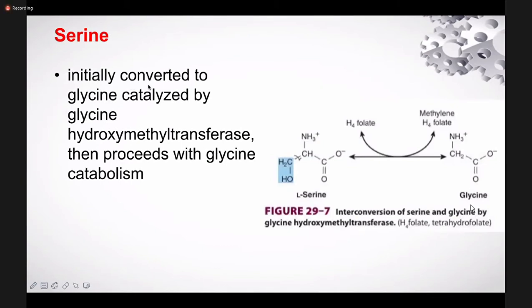So for serine naman, initially it is converted to glycine. So converted to glycine by glycine hydroxymethyltransferase. And after it becomes glycine, it now proceeds yung allied na glycine catabolism. So broken down siya to glycine.